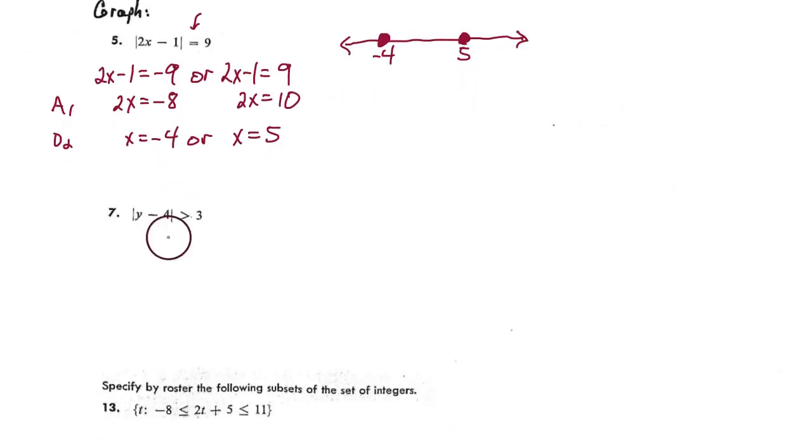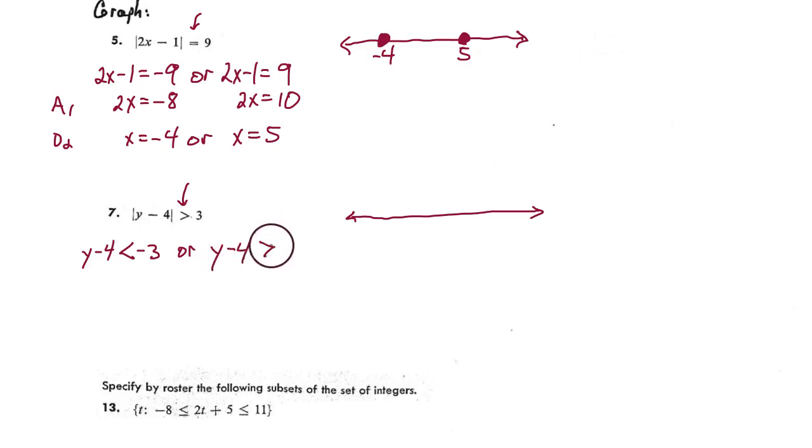Number 7 is another absolute value, but this time with an is greater than symbol. So we are going to graph it on a number line, but not till after we've done algebra. We're going to rewrite this. To rewrite an absolute value with an is greater than, you take the expression in the bars and you put less than negative 3. Then write or. Now take the expression in the bars and say greater than 3.